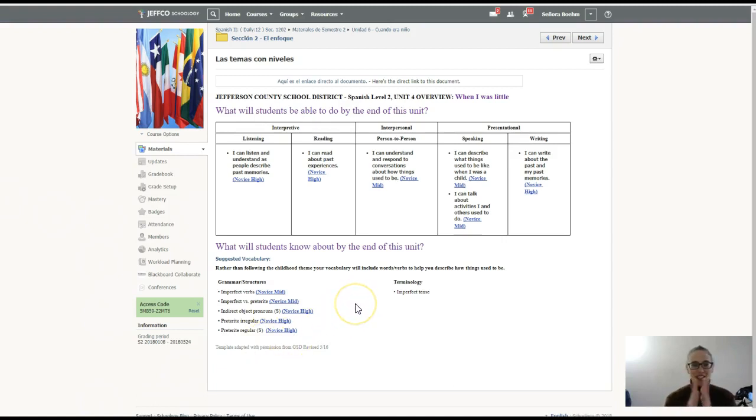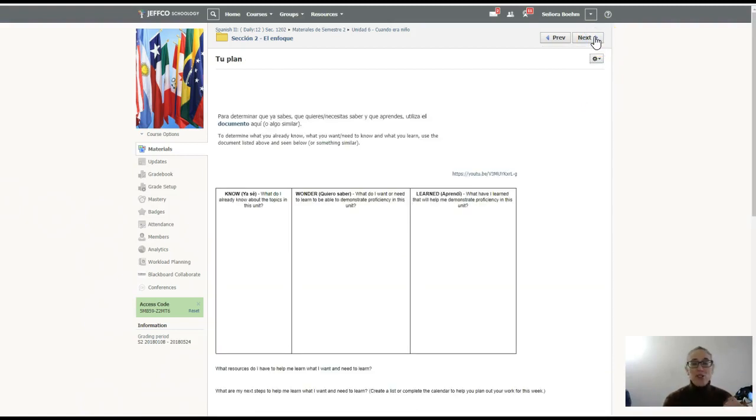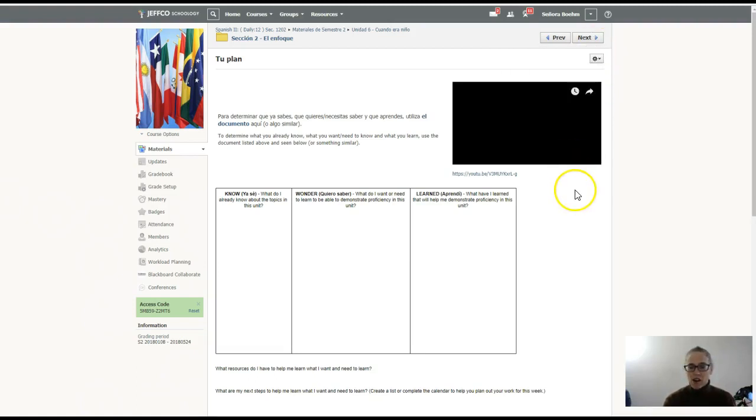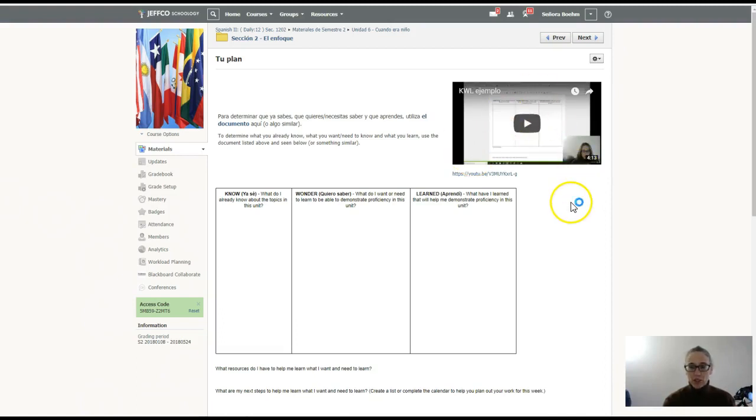So notice that there's variety with that. Some things you should have down a little better. As usual, we have the tu plan. Remember how to do this, and there's the example again of what I'm looking for.